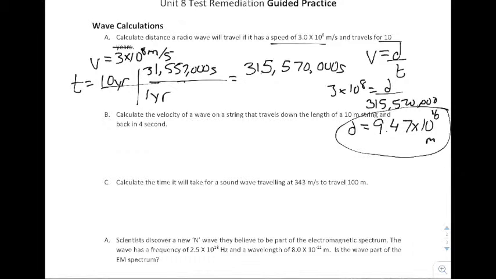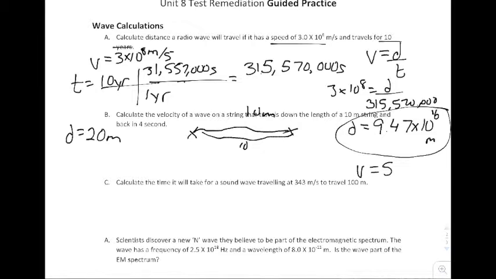Okay, now it says calculate the velocity of a wave on a string that travels down one length and back in 4 seconds. So one thing you need to realize is that the wave travels this way for 10 meters and then this way for 10 meters. So if you look at the wave has actually traveled a distance of 20 meters. Okay, now you should be able to figure out that the velocity of the wave is about 5 meters per second. Okay, so 5 meters per second. And then finally it asks you to calculate the time of a sound wave traveling that.